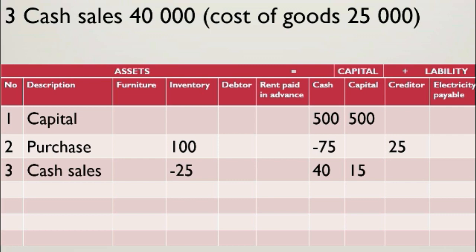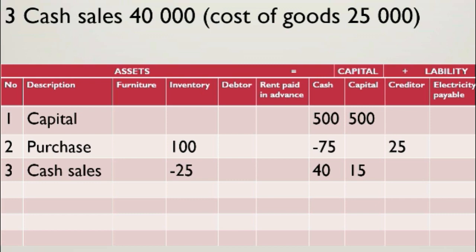When we are making a sale, it is very important to calculate the profit and add to the capital column. If we only take inventory and cash, let's say cash is coming in by 40,000, inventory is going out by 25,000. Cash asset is increasing by 40,000, inventory asset is decreasing by 25,000. So if we take only the asset, the equation is not balancing. So what we have to do in this kind of transaction is we have to calculate the profit and manually add to the capital column.